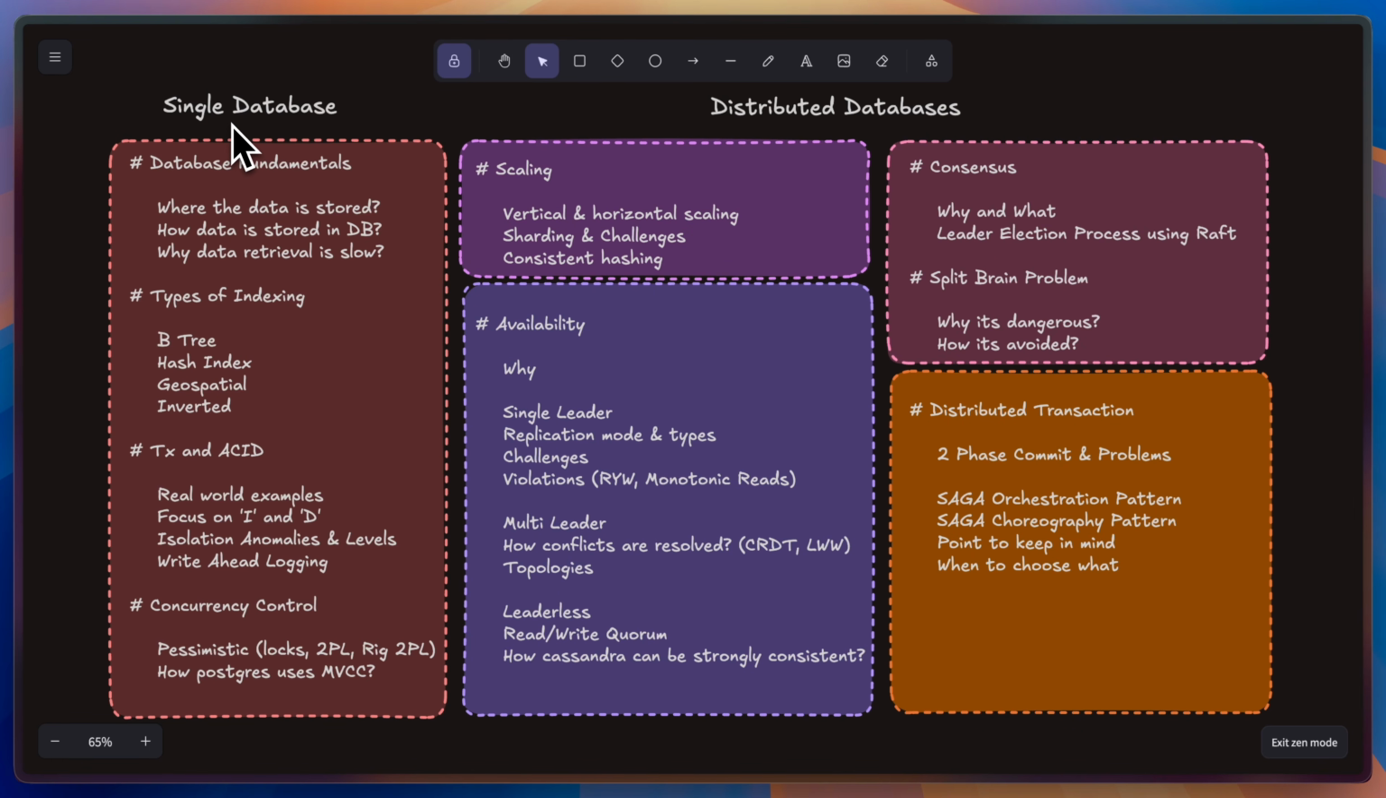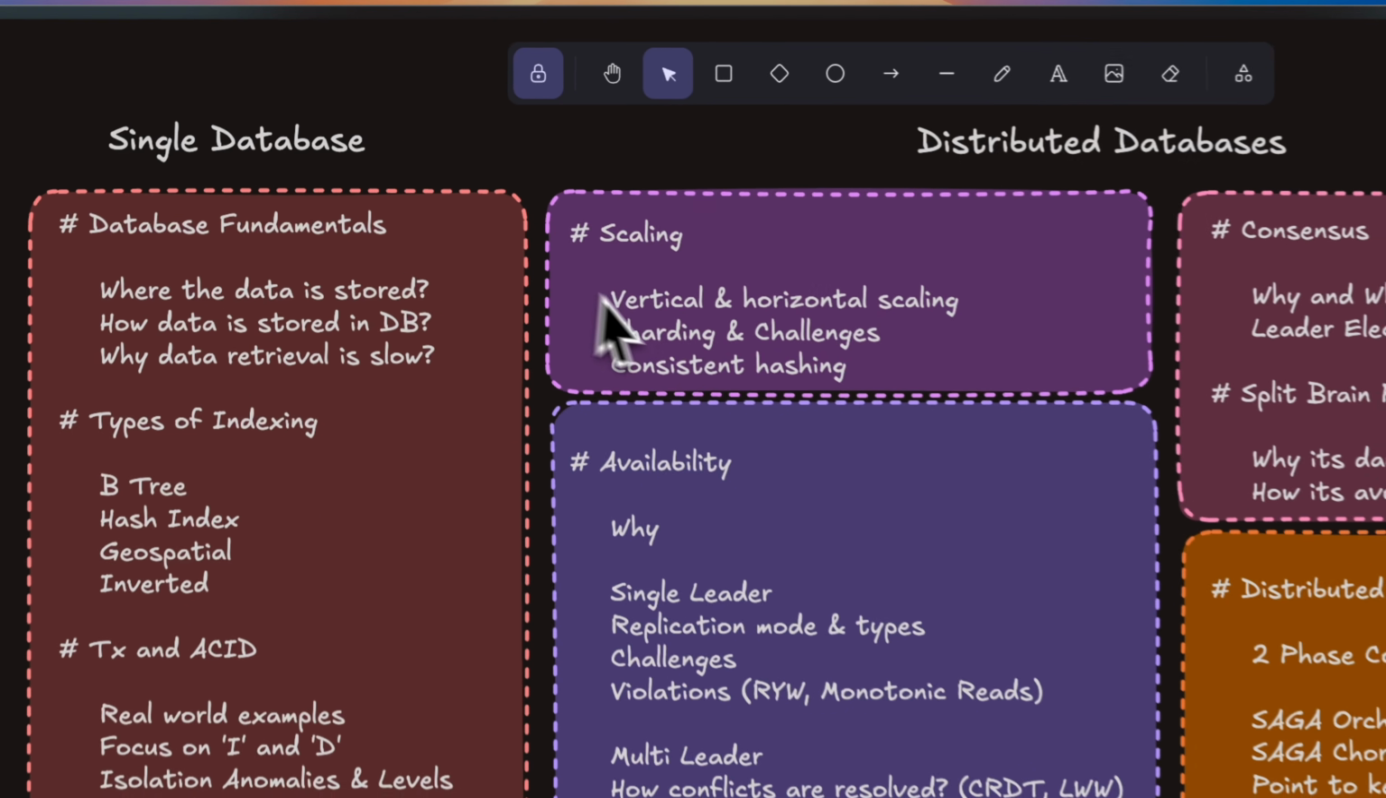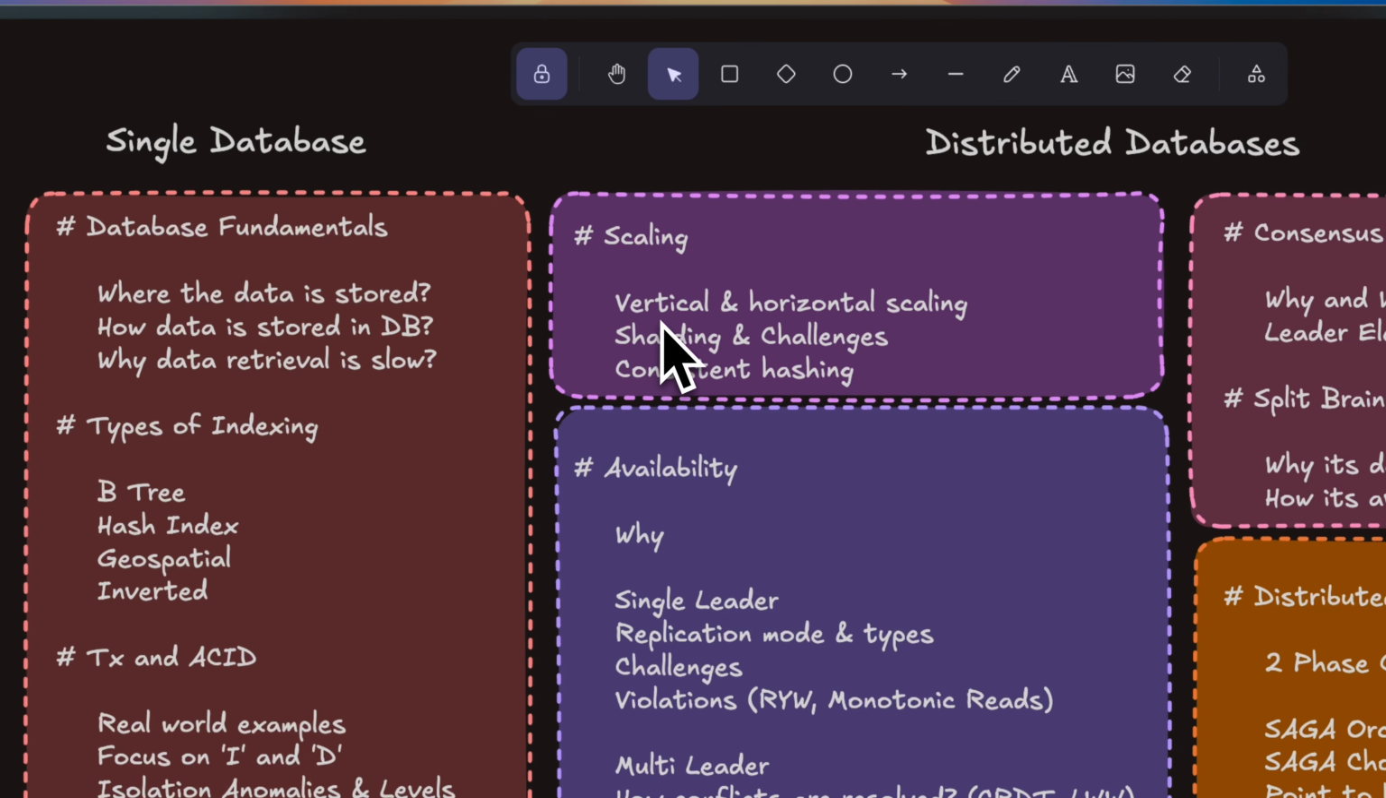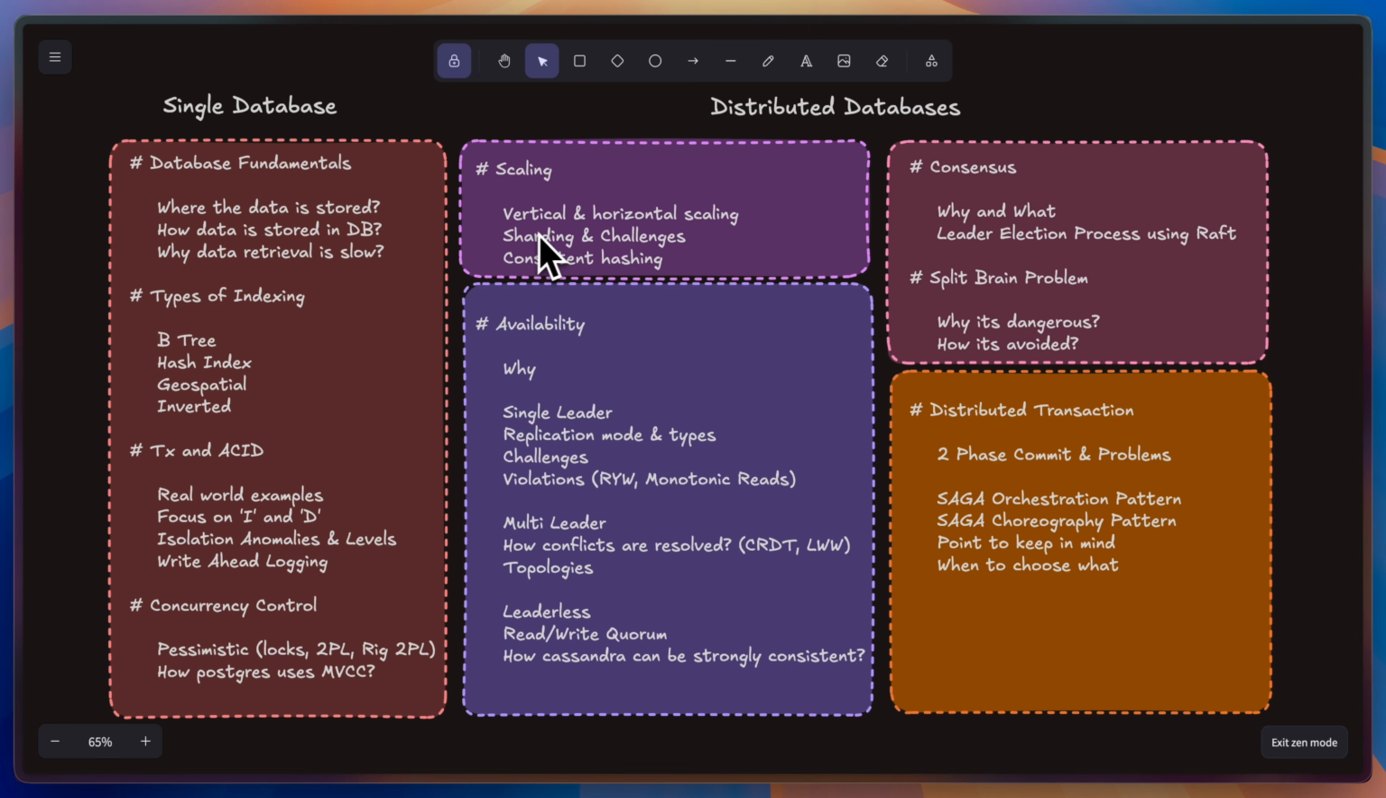But eventually your application will grow, right? So once your application grows, you need to scale your database as well. Okay. So under scaling, we would be learning about vertical and horizontal scaling. And for horizontal scaling, we have to learn sharding. And once you learn sharding, you would come to know that sharding introduces many problems. So we have to deal with those problems as well. Okay. And later we'll also learn something called consistent hashing, which is one of the most widely used hashing techniques for sharding.